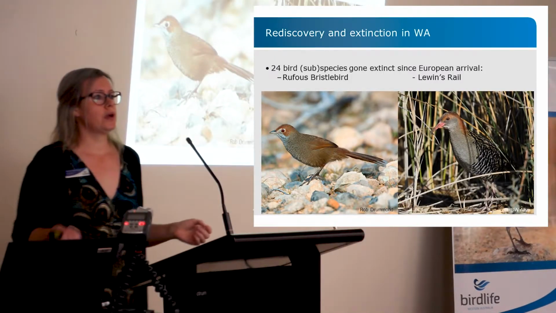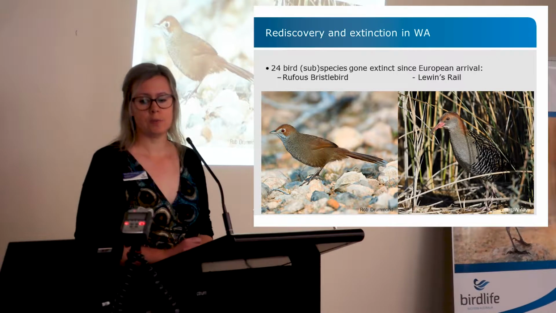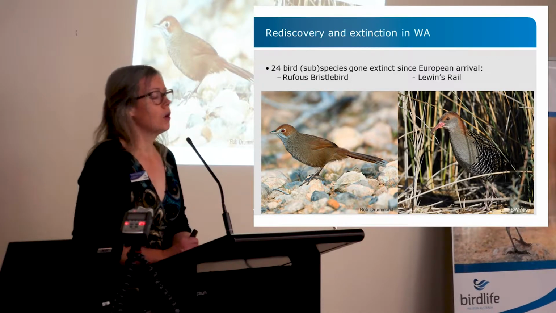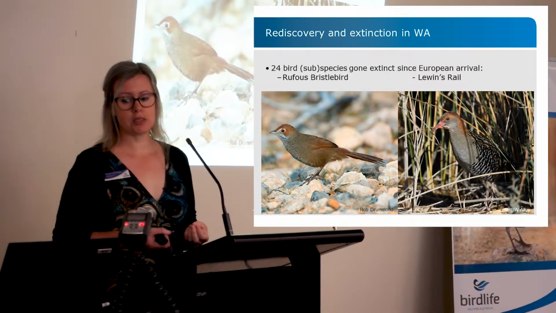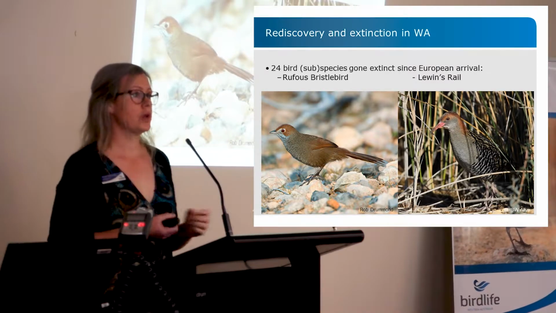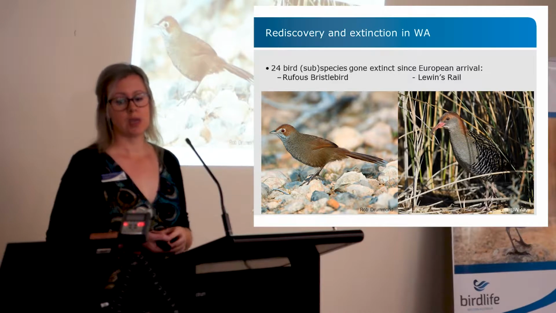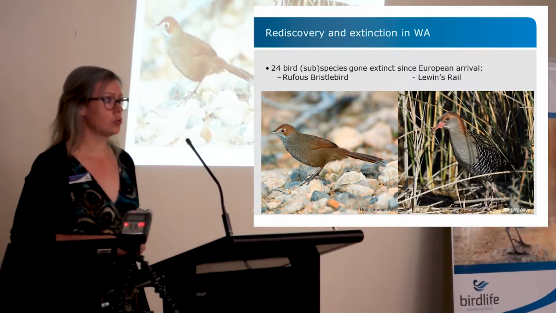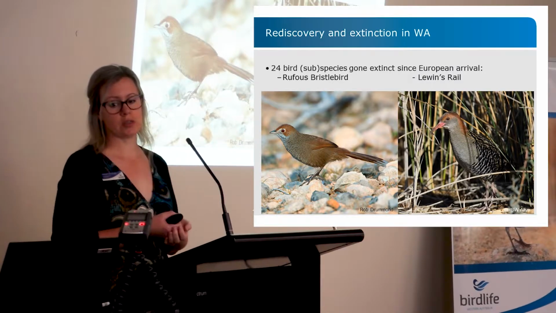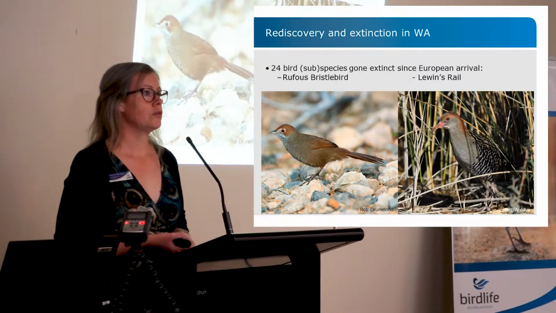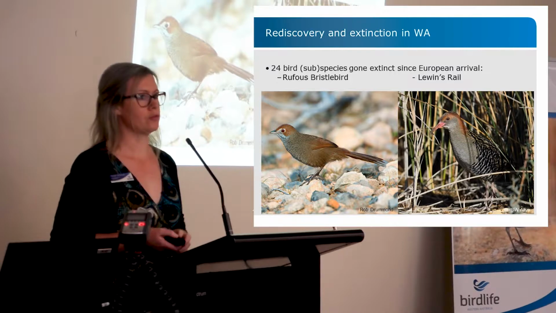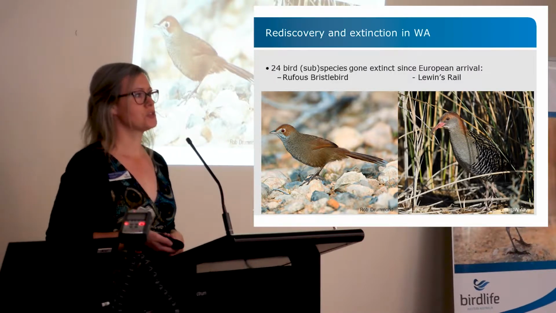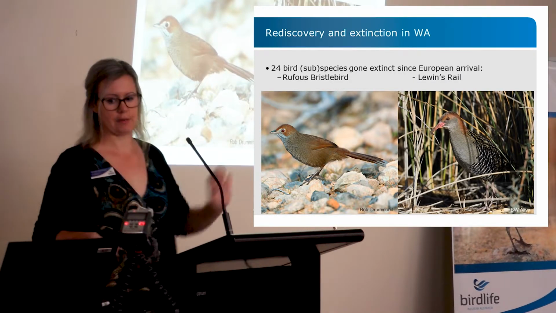The story of bird conservation status in WA is a mixed one. When you look at the number of species in Australia that have gone extinct since European arrival, there are 24 species or subspecies. In Western Australia, we had two subspecies represented. There was a Western rufous bristlebird that we've lost, and also a Western Lewin's rail. There's a bit of controversy around occasional sightings of Lewin's rail, but we'll just leave it as that.